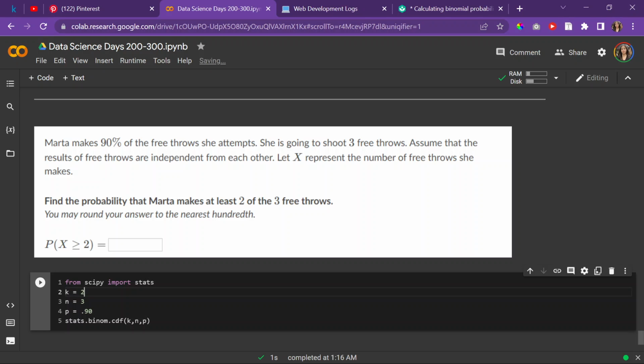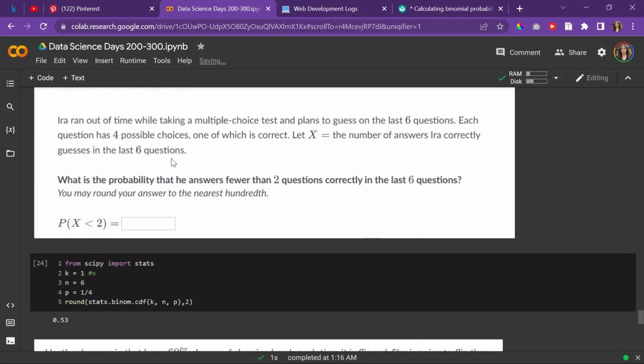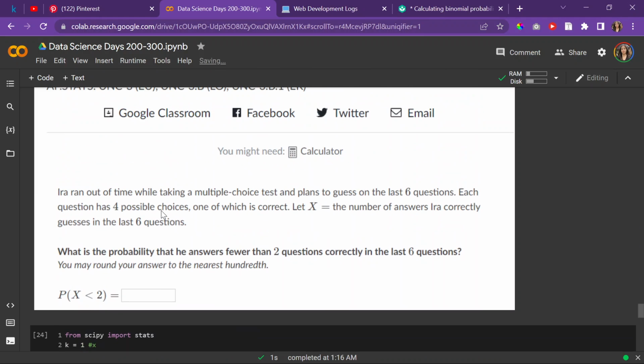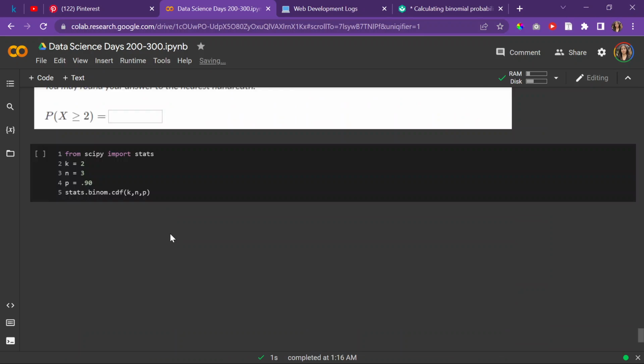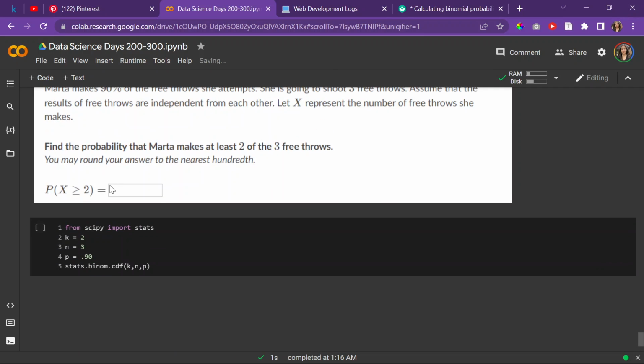So we want at least 2. That means we can put 2 as k. In contrast to the first one where it asked us less than 2, we had to use 1 because it was less than. It wasn't equal to that number, so we had to go lower. If it asked us to be greater than 2, then we would have to use 3 for k. But because it's greater than or equal to 2, we can put in 2.